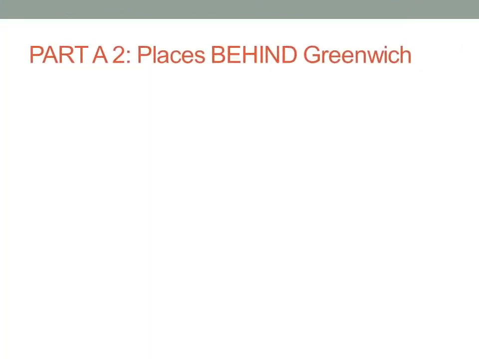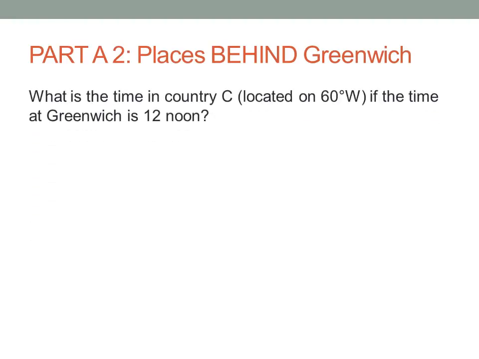We have just covered two worked examples for calculating time ahead of Greenwich. These next two worked examples will explore calculating time behind Greenwich. Our first worked example states, what is the time in country C located on 60 degrees west if the time at Greenwich is 12 noon?